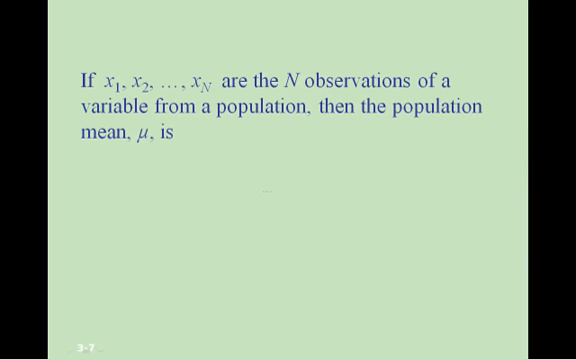If our x values are the n observations of a variable from a population, then the population mean, or mu, is given by this formula here. We take the sum of our observations and divide by the total number of observations.